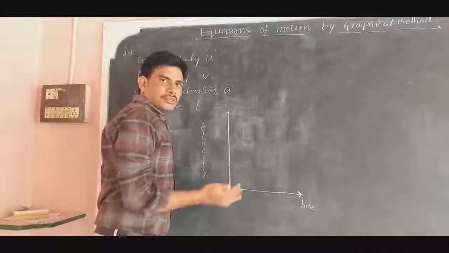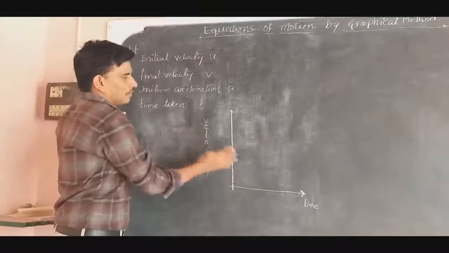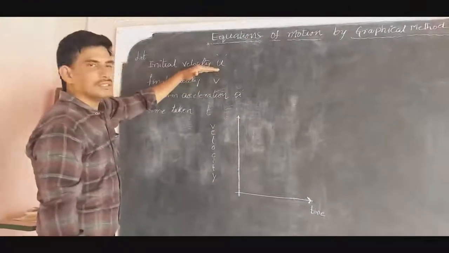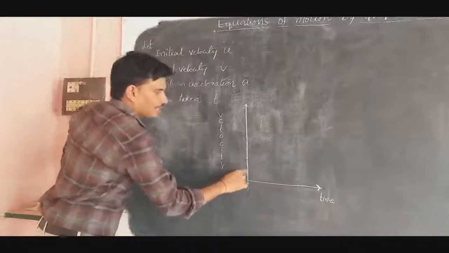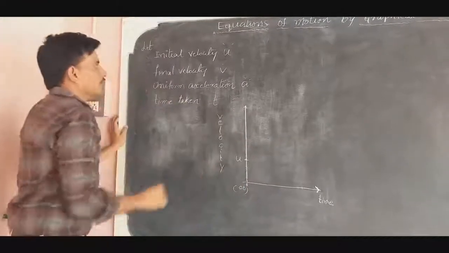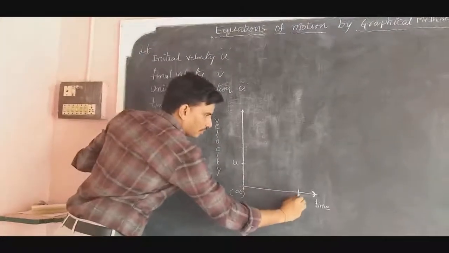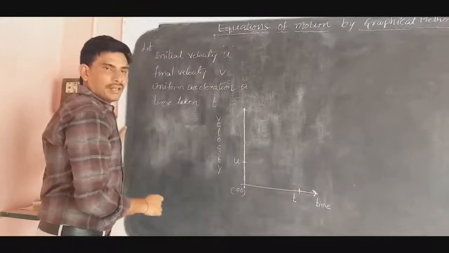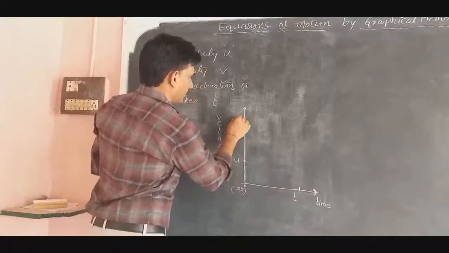You just observe the numerical example. Now how to represent these variables on a graph, let us see. Initially the object is moving with the velocity u. This is the origin 0, 0. Initially the object has some velocity, I am taking it as u. With the time of t seconds, its velocity increases to the final velocity v.